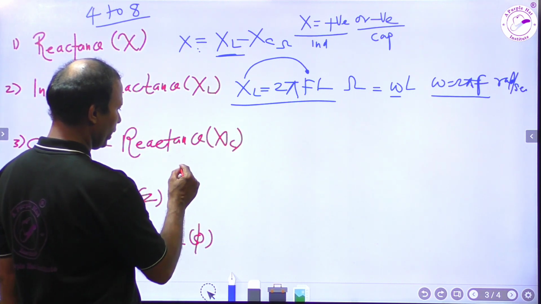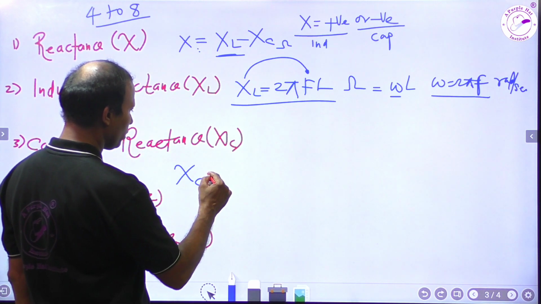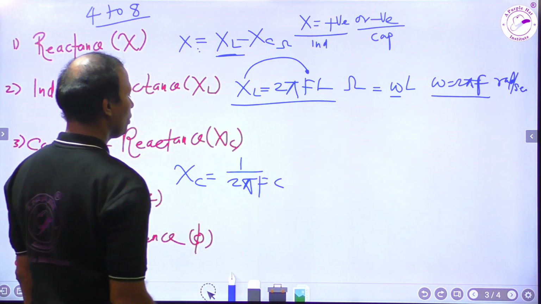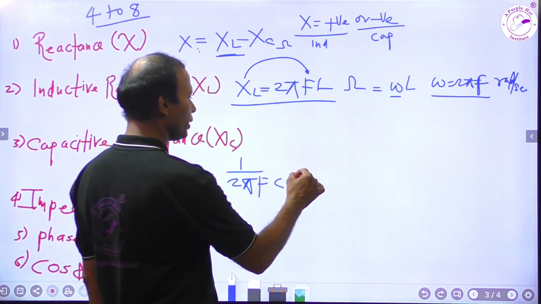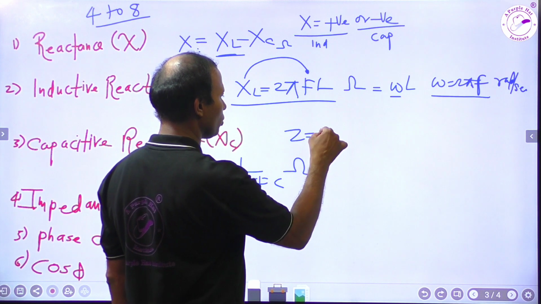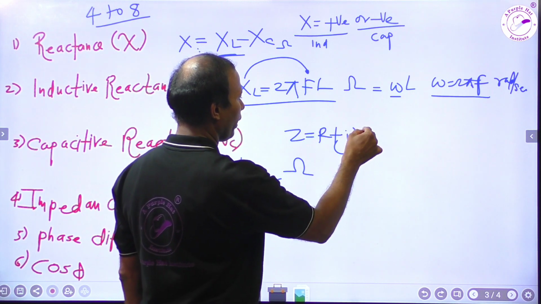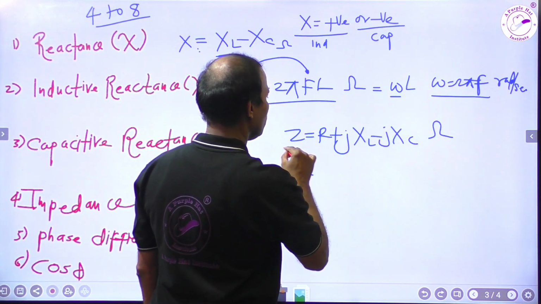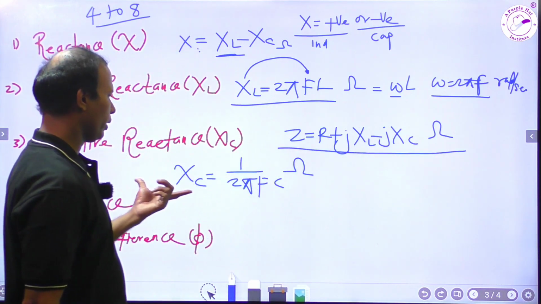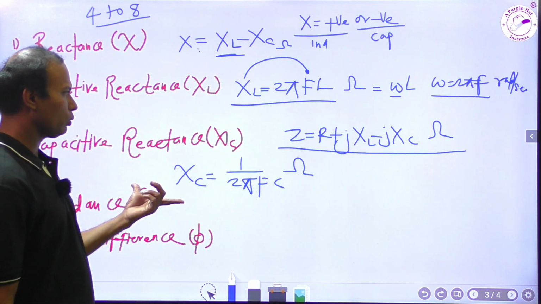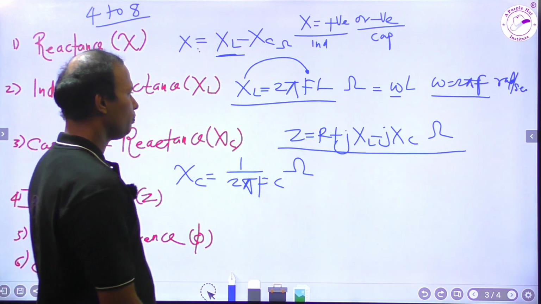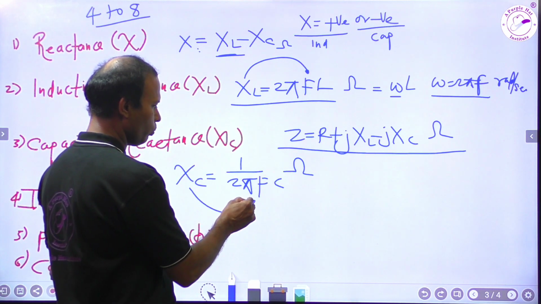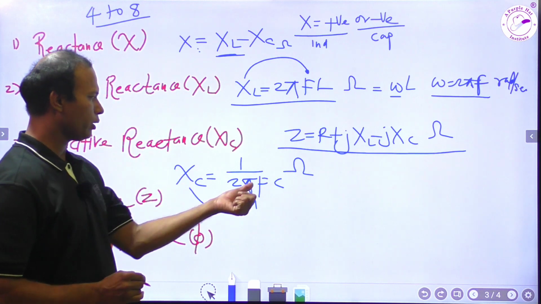Now let's see capacitive reactance. XC is equal to 1 upon 2 pi F C. This is called capacitive reactance. Again the unit is ohm, because impedance Z is equal to R plus j XL minus j XC. The unit is ohm. Impedance unit is ohm. So net reactance, inductive reactance, capacitive reactance, this unit is also ohm. So this reactance is inversely proportional to frequency. You look, inversely proportional to frequency.